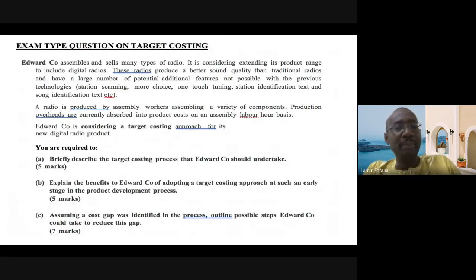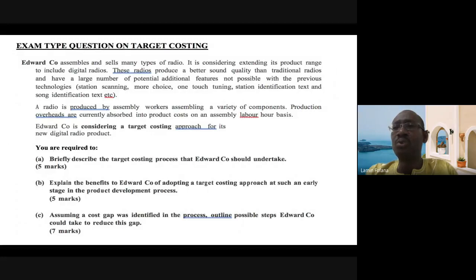So let's go to the B part. The B part says, explain the benefits to Edwards Company of adopting a target costing approach at such an early stage in the product development process. So in other words, what are the benefits of target costing that Edwards Company can accrue? There are so many of them. Just give me some of them. Benefits of target costing. You came across it in your assignment, isn't it?